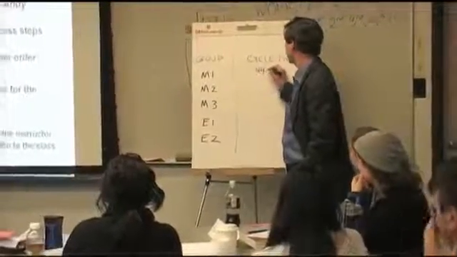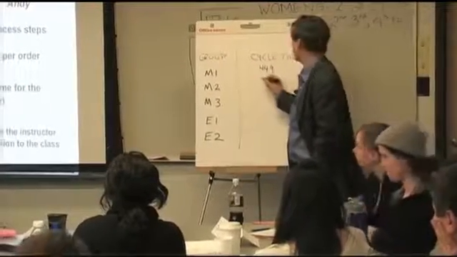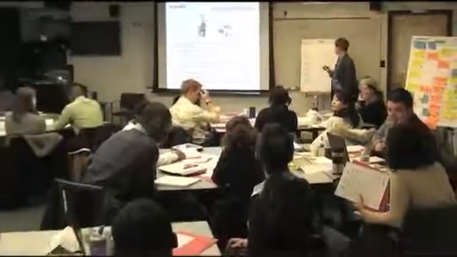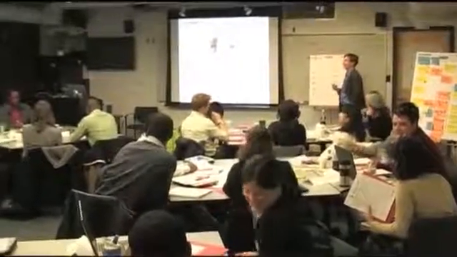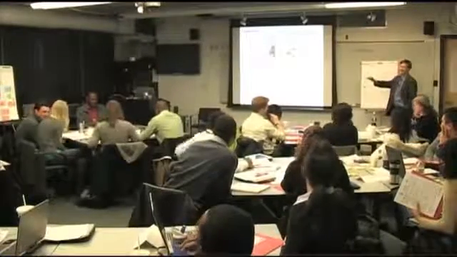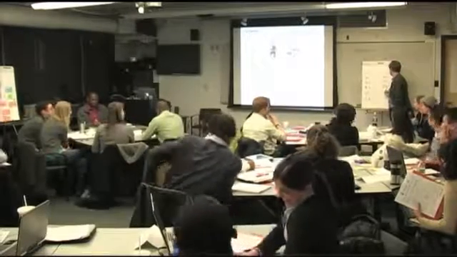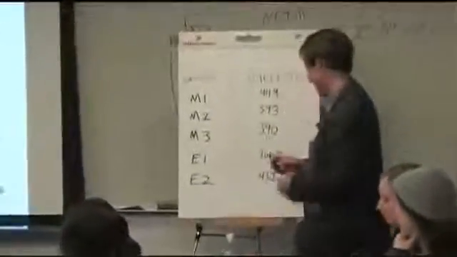449. Okay. Interesting. M2. 393. 390. Okay. What do you guys got? You have different things. Well, give me a sample. See, this is the table that didn't talk, right? So they've got around 300. Okay. Plus or minus. All right. And E2. 432. Okay. There we go.